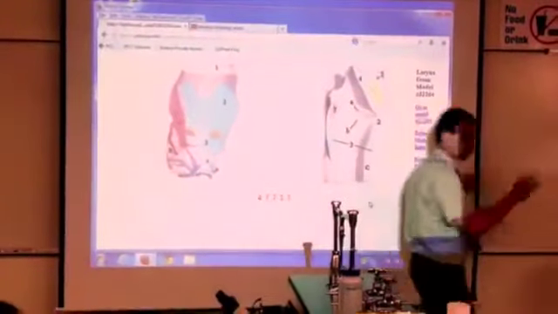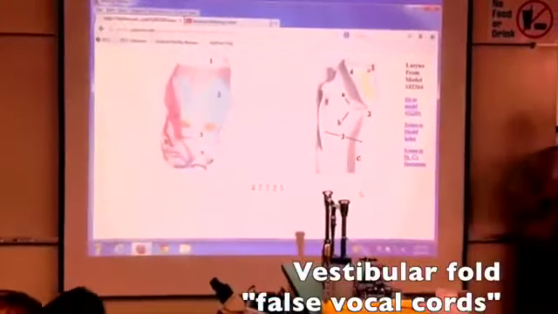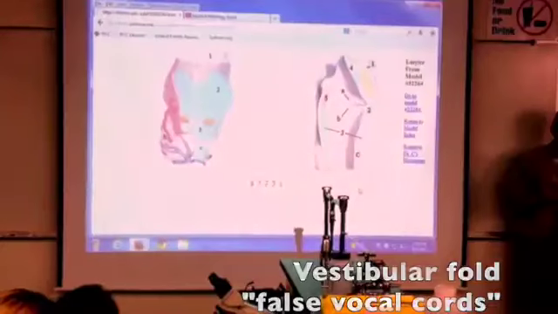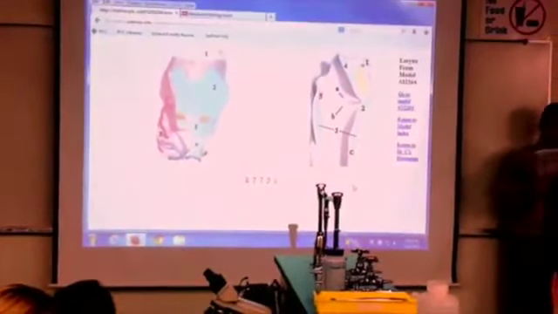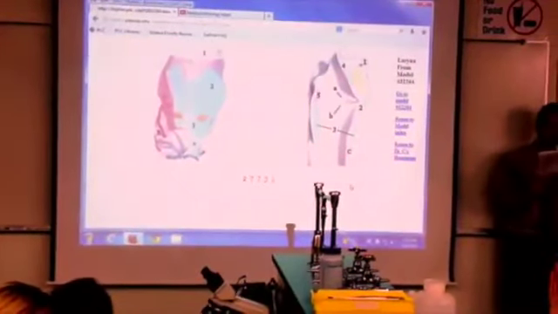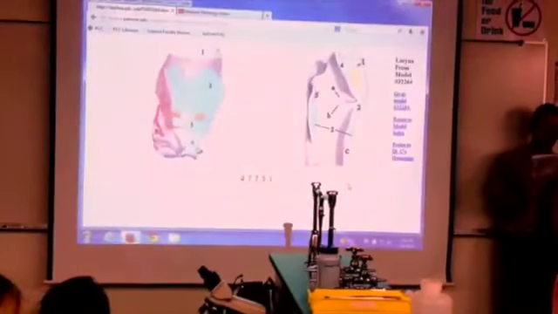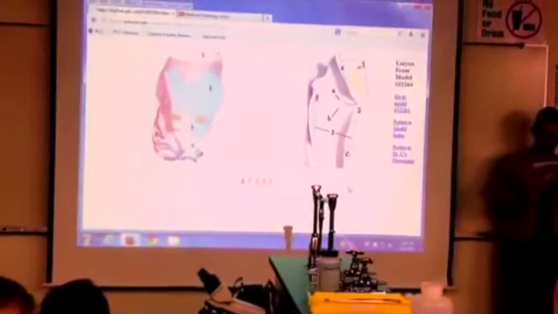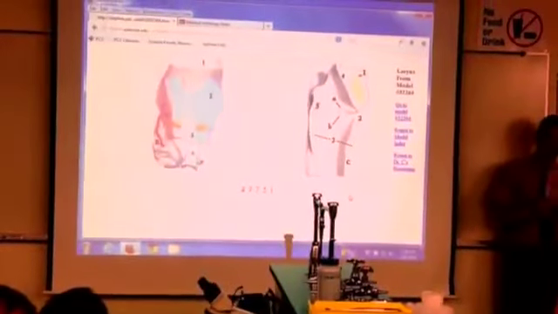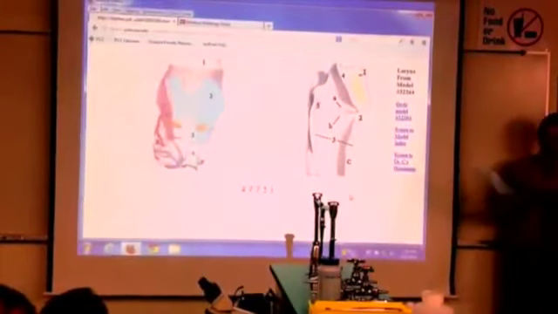Vestibular fold. Vestibular fold would work, or you could say false vocal cord. So on your quiz, either put vestibular fold or false vocal cord. Don't put like vocal fold, 'cause I don't know if you actually know what it is or are just making this up. So either put vestibular fold or false vocal cord. Don't mix and match stuff.